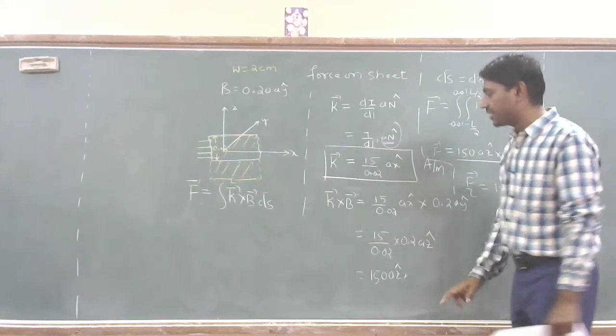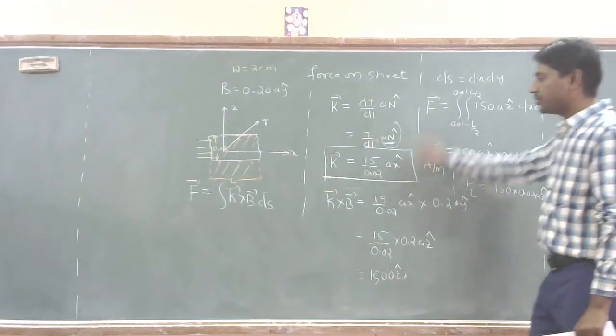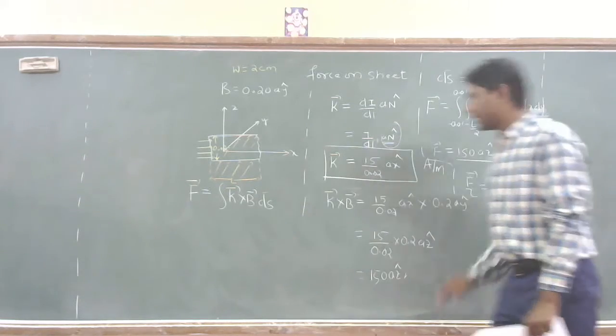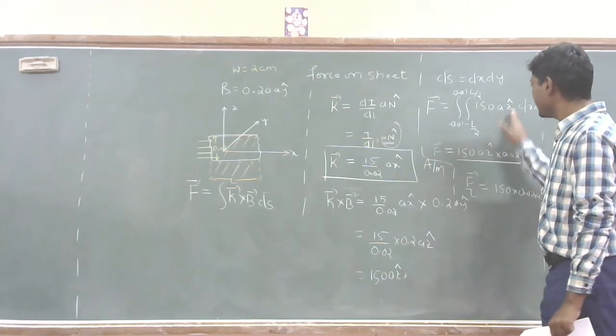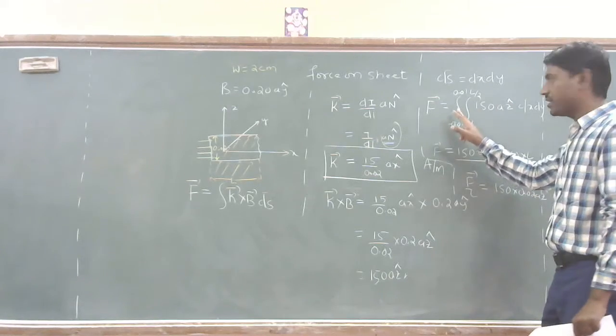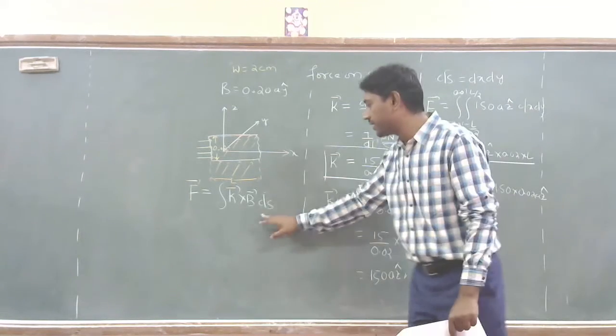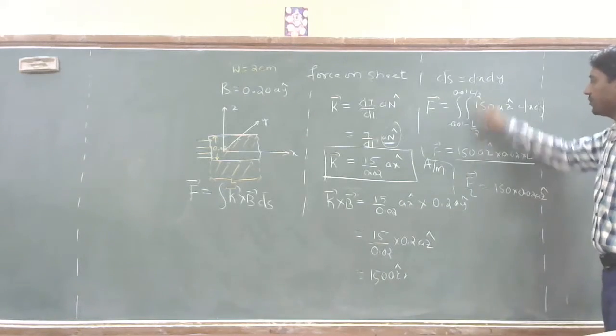So once you have a K, we did a cross product with that. And then to find a force, we need integration. But actually, we could see that this particular integrand is constant, so we don't require integration. Simply you can multiply with the area, and that is what we got.